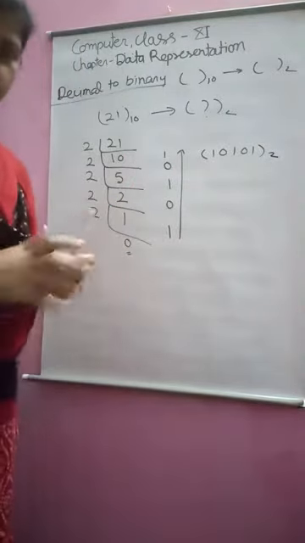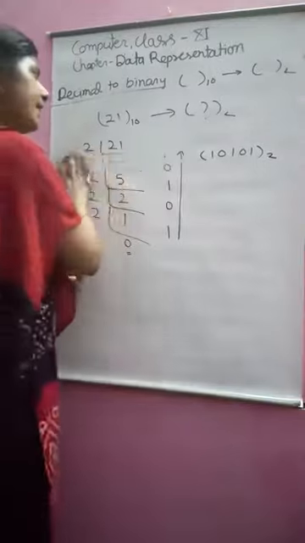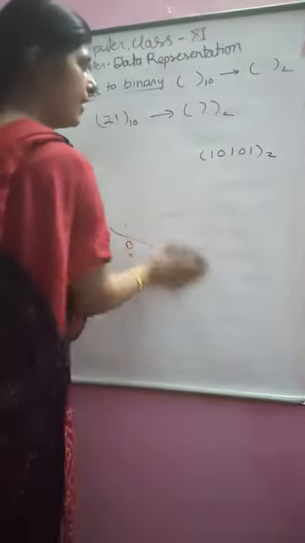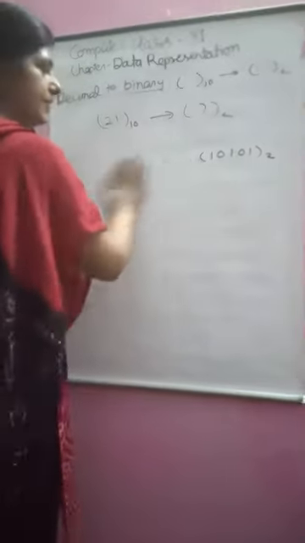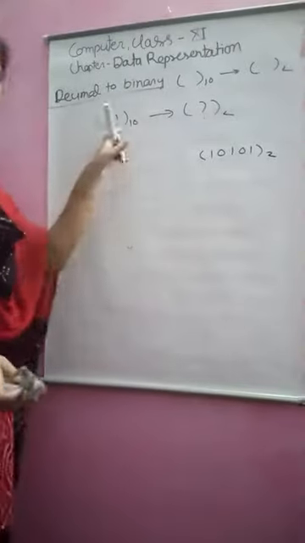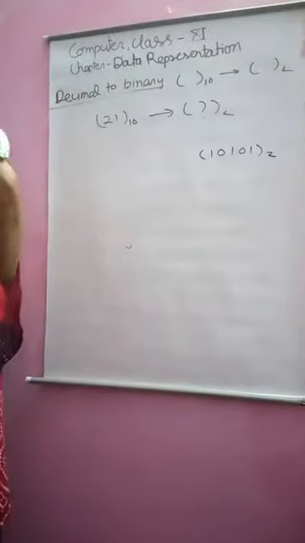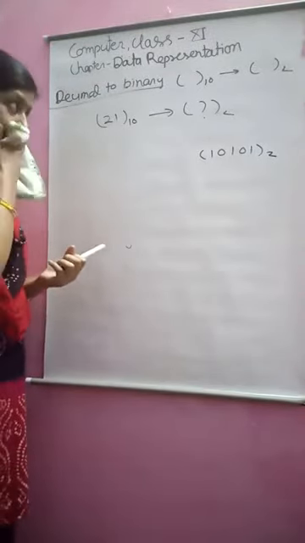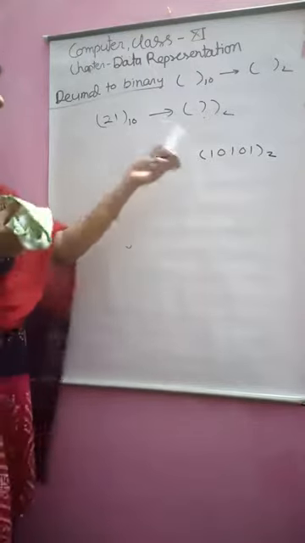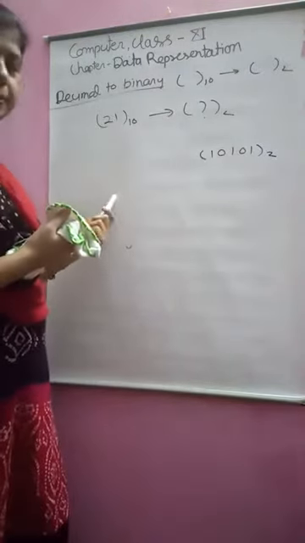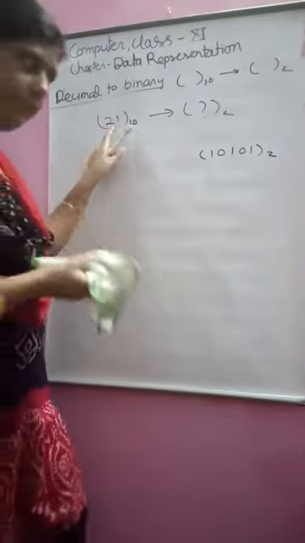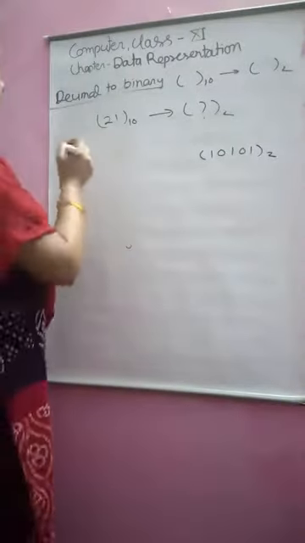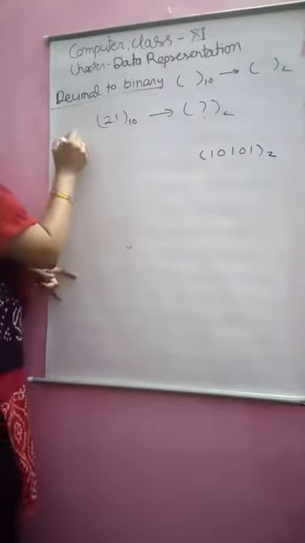Now, how can we check that what we did is right? If the number value is 21, in whatever other base you convert it, the value should not change. It means if you convert back to decimal, we have to get 21. Then how can we convert binary to decimal?